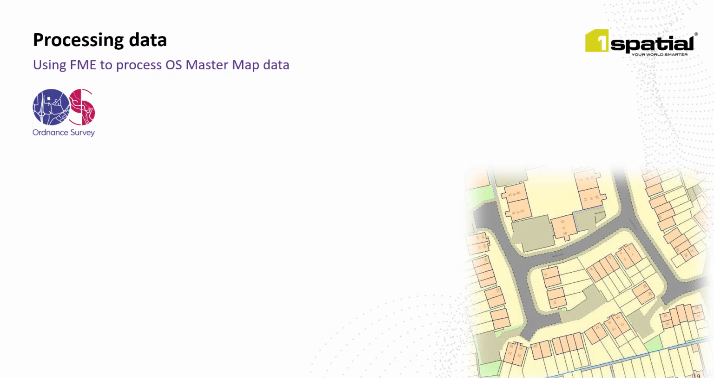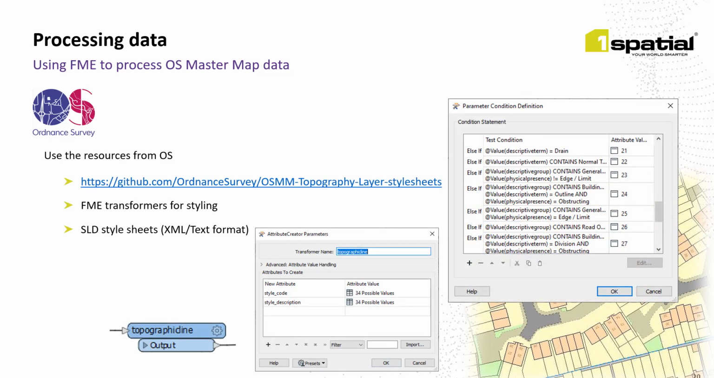Another example under the theme of processing data: using FME to process your OS datasets. We have lots of customers, not just in the utility space, using FME for this. Again, there are resources freely available to assist you. OS have published some FME transformers like this one here that set the style codes. And from the same link, you can get the SLD files that provide styling information, such as the color for those same style codes.